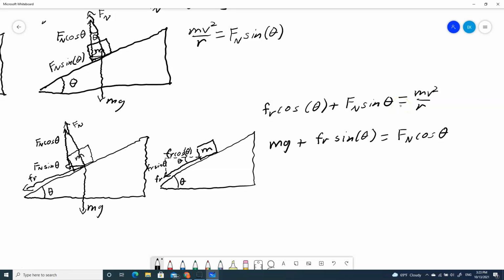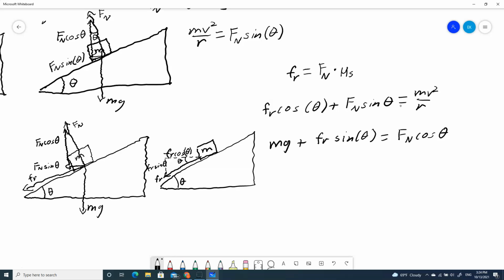But what does F_r actually equal? Well, F_r, since we're talking about a case where the object is not moving up or down, it's static friction. And static friction, we have learned, is equal to F_n times the coefficient of static friction. You just sub it in for F_r in this equation.